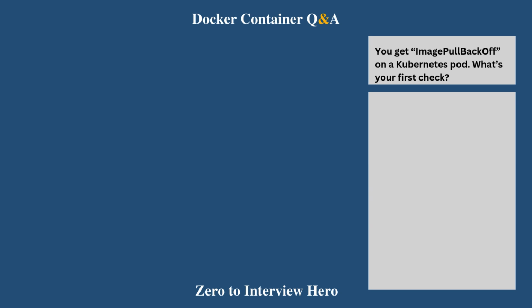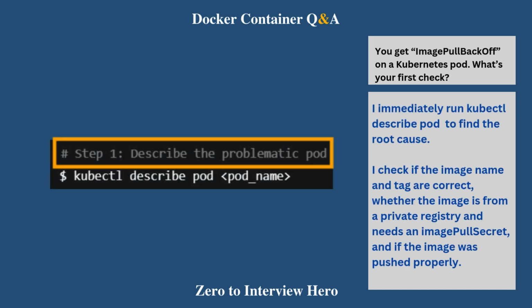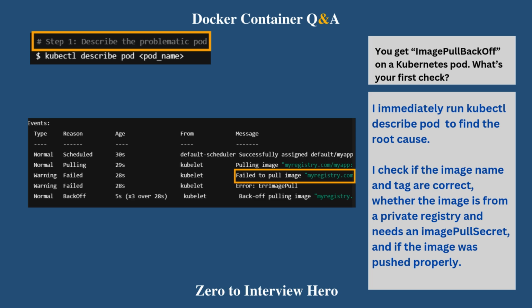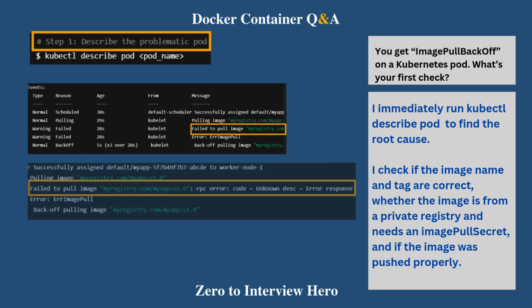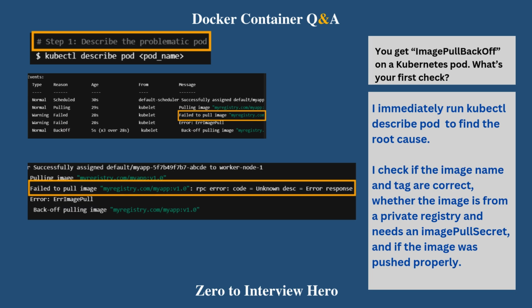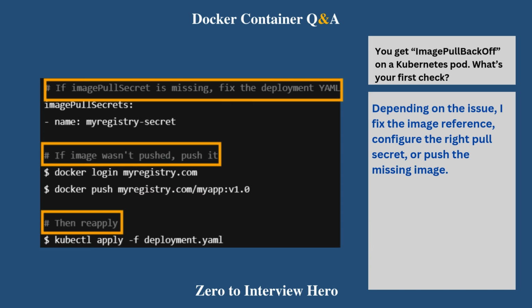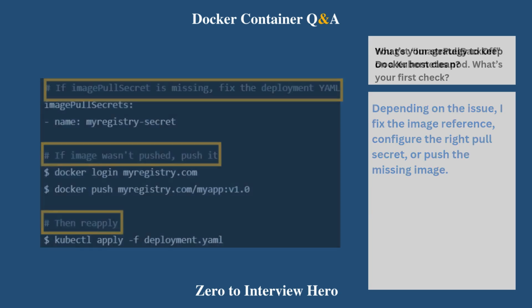Moving on to our next question. You get ImagePullBackOff on a Kubernetes pod. What's your first check? Here's how you can respond. I immediately run kubectl describe pod <name> to find the root cause. I check if the image name and tag are correct, whether the image is in a private registry and needs an image pull secret, and if the image was pushed properly. Depending on the issue, I would fix the image reference config, add the right pull secret, or push the missing image.